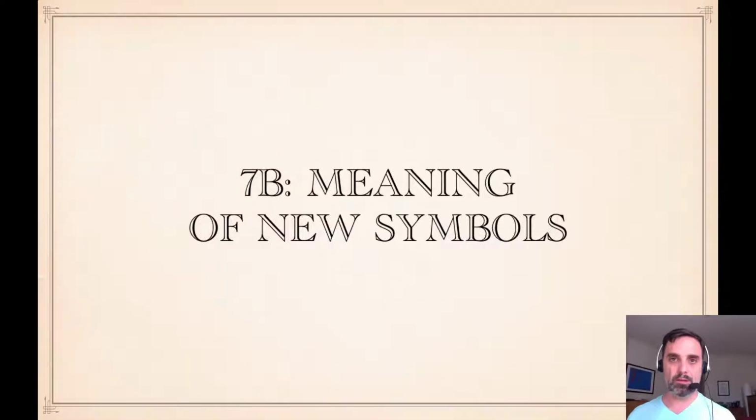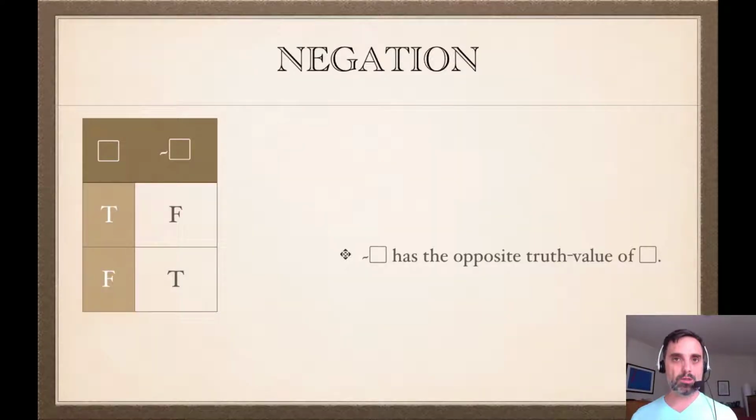Hello again. In this part of Unit 7, we're going to discuss the meanings of the new symbols. So just to remind you about the meanings of the old symbols, the negation symbol, its meaning is displayed with this truth table, which tells us that if square is true, then not square is false, and if square is false, then not square is true. And so not square has the opposite truth value of square. And that's really all there is to say about the meaning of the negation symbol. That exhausts its meaning, the way its truth value is determined by the truth value of what is negated.